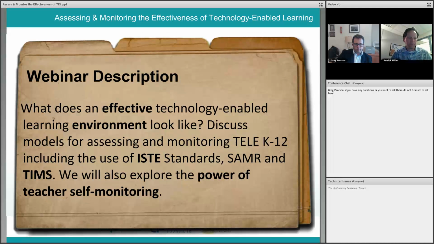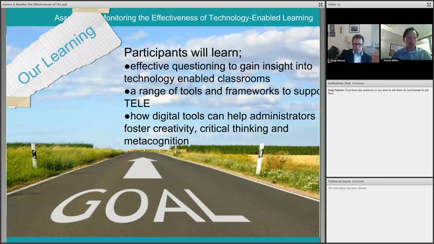If you look at the next slide, it just has our goals for today. The first one: we're going to look at what a technology-enabled environment might look like. We'll look at those tools and frameworks that might support that in your schools. And then, how do we help administrators foster creativity, critical thinking, and metacognition? Those three are the last three of the ministry's new 21st century competencies discussion framework that came out in January. In the first webinar last time, Greg and I talked about the first three competencies, so we're going to talk about the last three today.